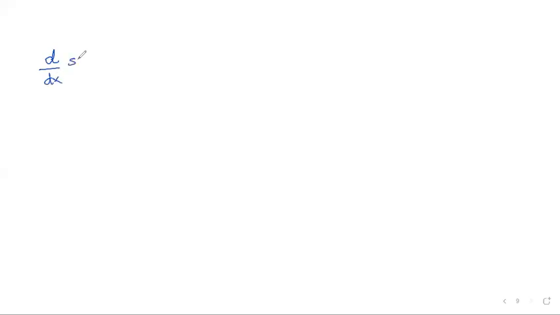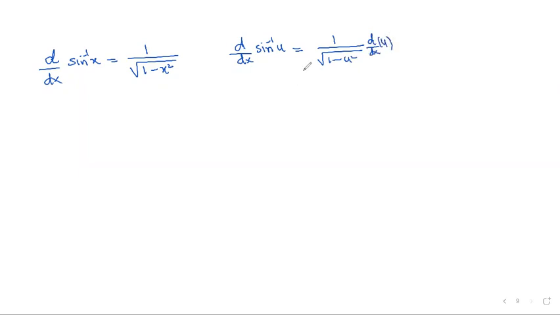Derivative of sine inverse x. How is the formula? 1 upon root of 1 minus x square. So what will be the derivative of sine inverse u? In place of x, I put some other function. 1 by root of 1 minus u square into derivative of u. Is it clear? Yes, sir.